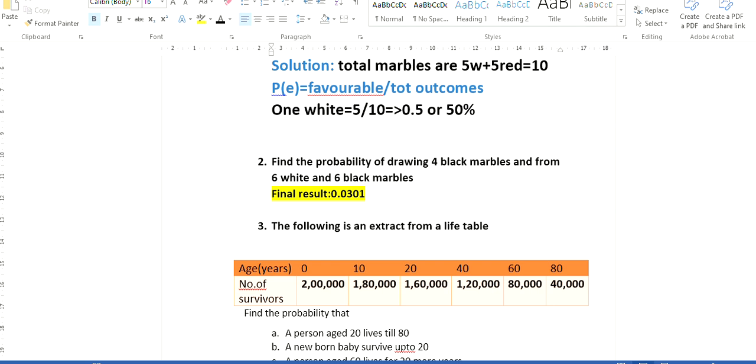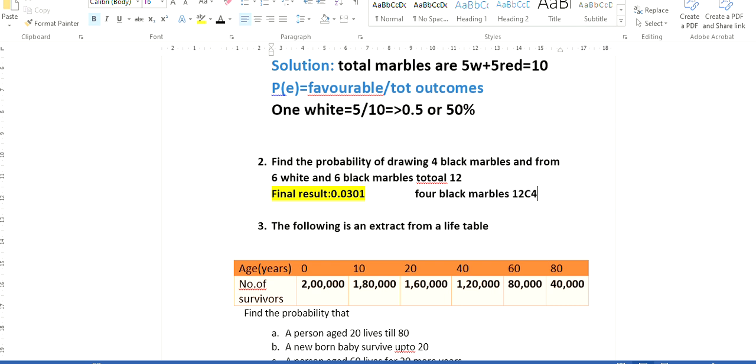So the favorable cases of drawing 4 black marbles. I have to draw 4 black marbles. So what is the combination? That is out of the total marbles, 6 plus 6, so the total marbles are 12. The probability of drawing 4 black, I have to draw out of 6. Let me write the formula, that is 12 combination 4, 12C4.